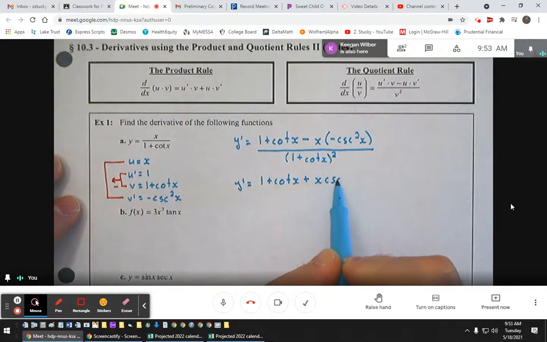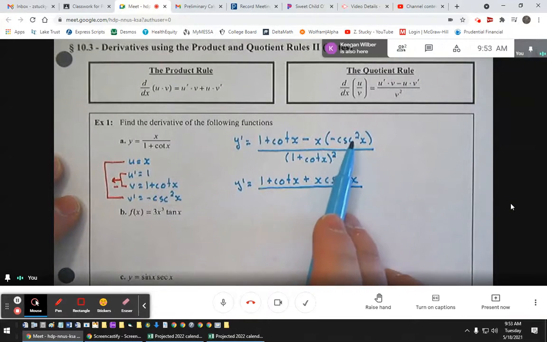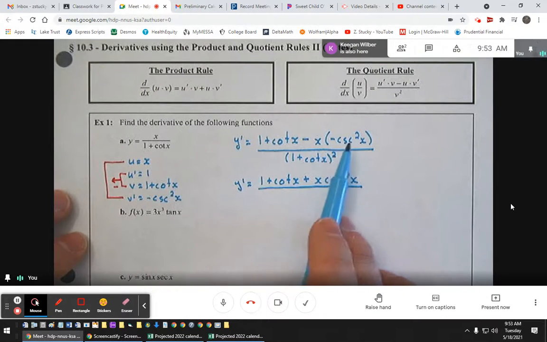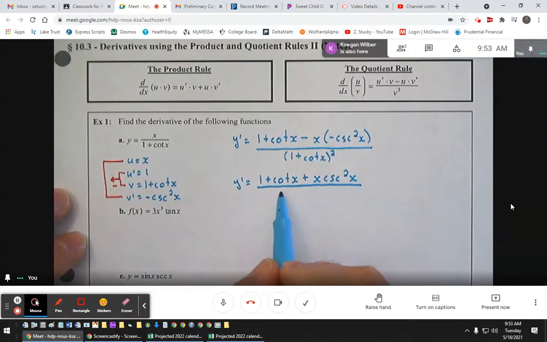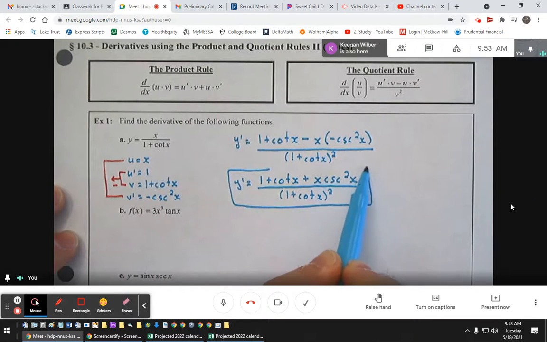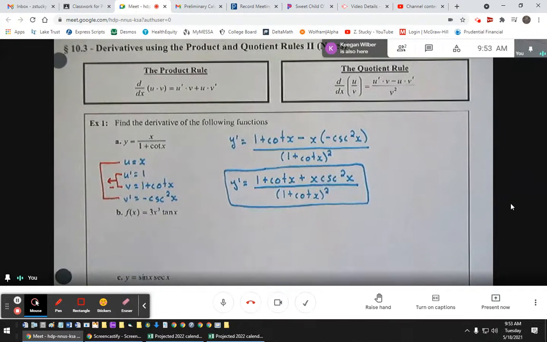x cosecant squared x. Why couldn't I put those x's together? Because this x is inside of the cosecant, where this is just a free x. So it's basically like saying, what's x times y? xy. So what's x times cosecant squared would just be x cosecant squared, all over 1 plus cotangent of x squared. Now, if this was a multiple choice, they might expand the bottom, but I'm not going to expand it unless I have to. So I'm not going to distribute that 1 plus cotangent times another 1 plus cotangent, blah, blah, blah.